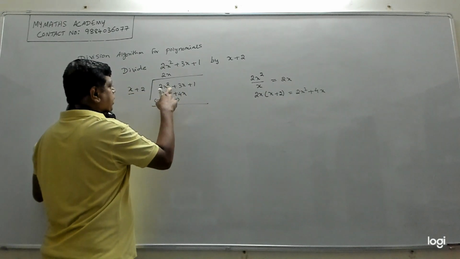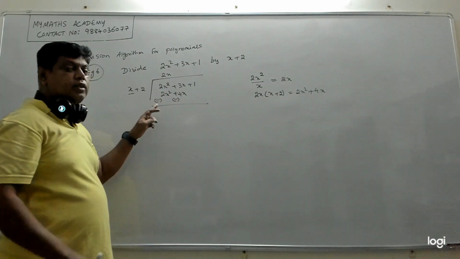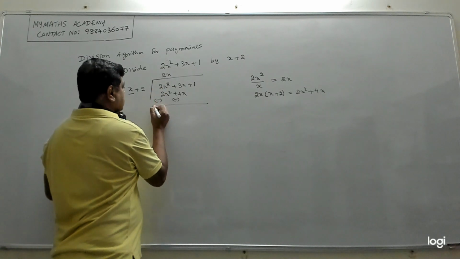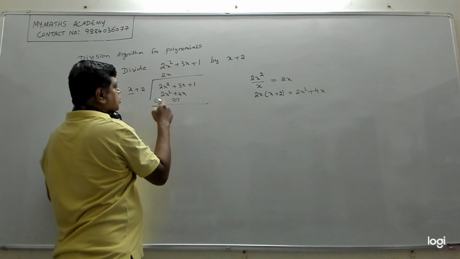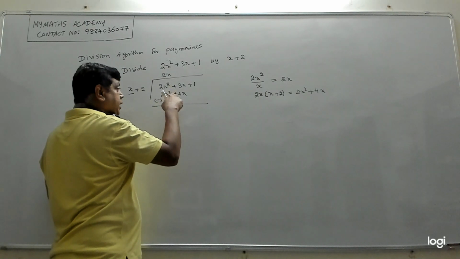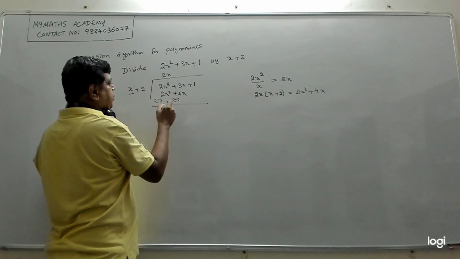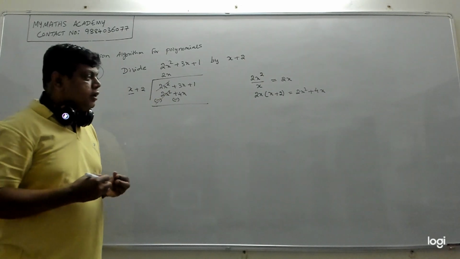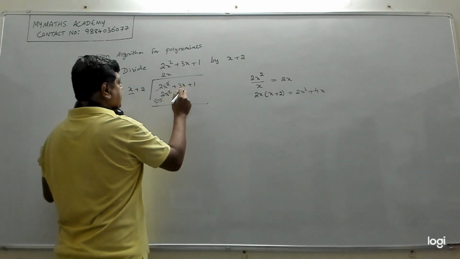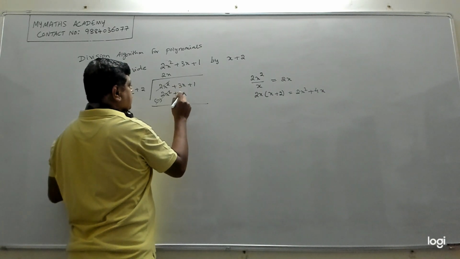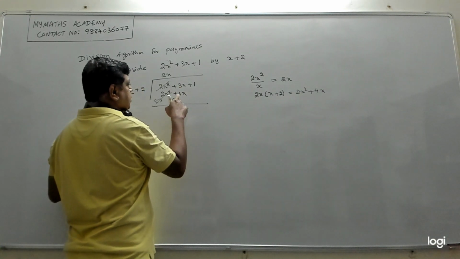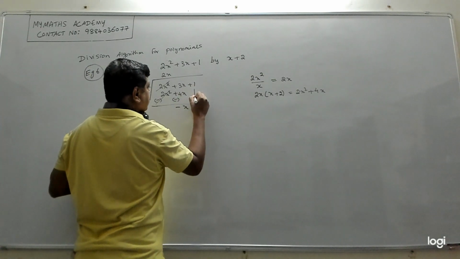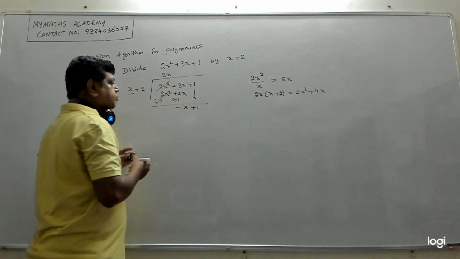Once you change the sign, you are basically subtracting. Whenever you subtract, you change the sign: if it is plus, you put minus; if it is minus, you put plus. Here both are plus, so I am putting minus. So plus 2x square minus 2x square cancel, right? Then we have plus 3x minus 4x. Plus 3 minus 4 is minus 1, so minus 1x, which is minus x. Then we will bring in this 1 here, plus 1.